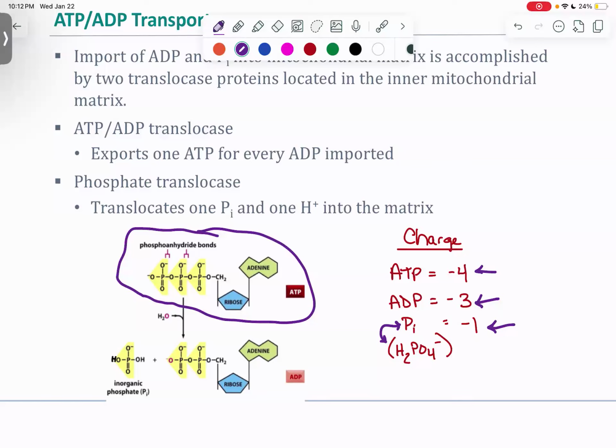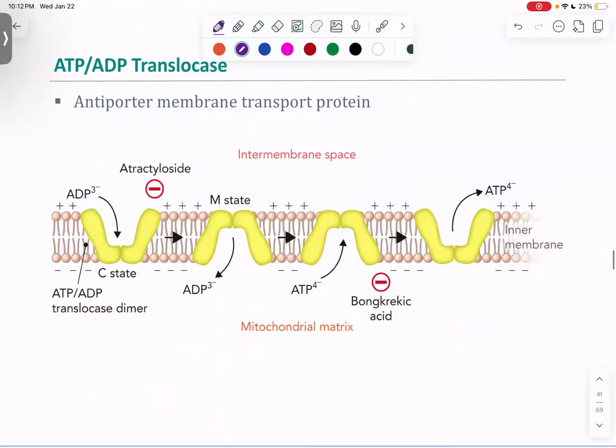Okay. So we said there are two different ways that this can happen. We have an ADP and ATP translocase. So for every one ATP that goes out, an ADP comes in, excuse me. So that would be our antiporter, right? Then you have a phosphate translocase. It translocates one inorganic phosphate and one proton into the matrix. This would be the symporter. There's also an antiporter, and I'll show you that, but the symporter is kind of more commonly taught.